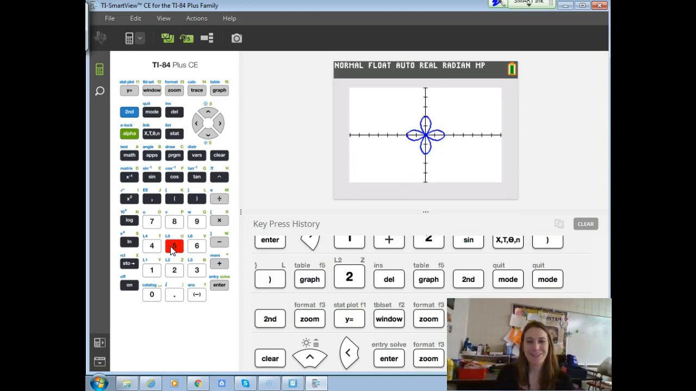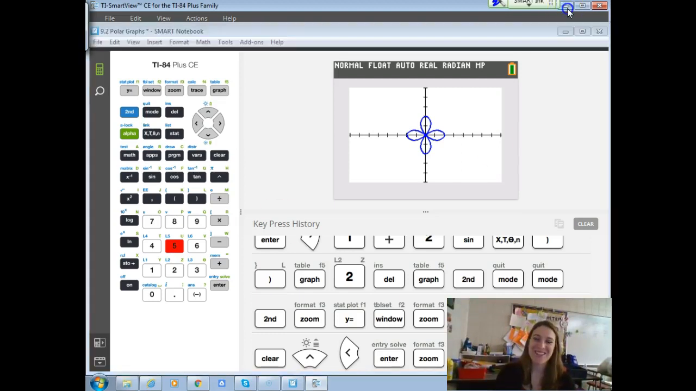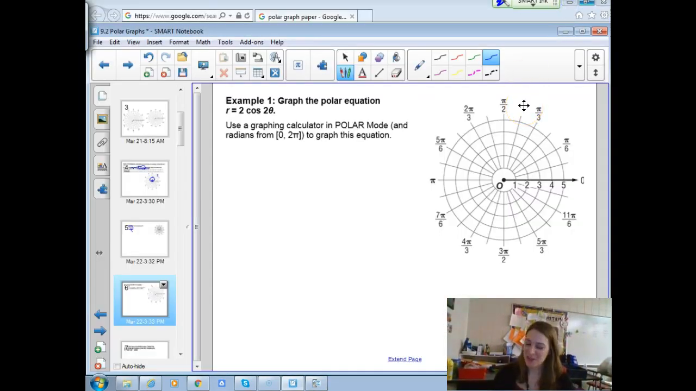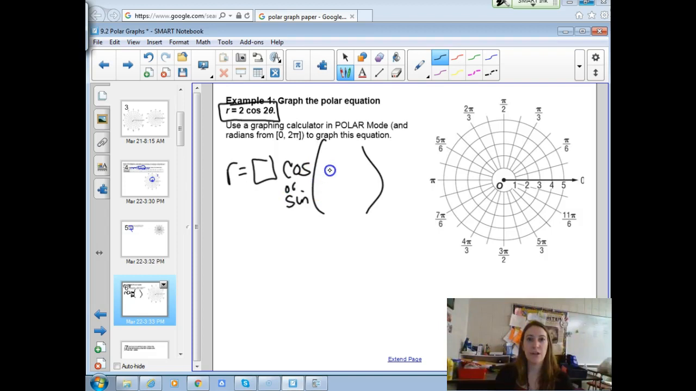Oh, that's nice. This is called a rose. Looks like a flower to me, but they call it a rose. These can get pretty complicated, but this function is in the style of a rose. I can tell that because anytime you have a function that is some number, and then cosine or sine of some other number times theta, if it's in this format, we're going to have a rose.